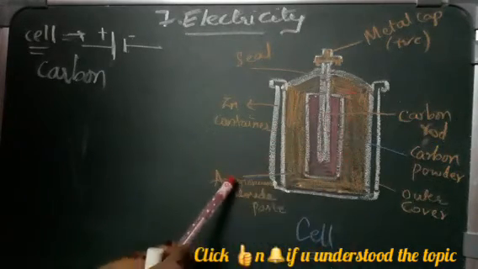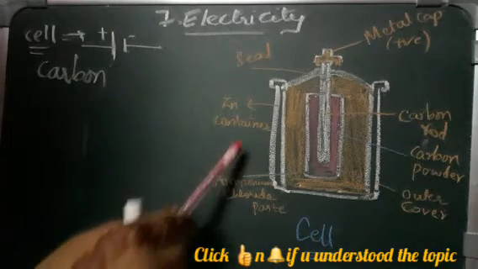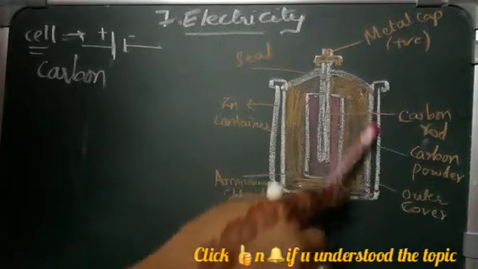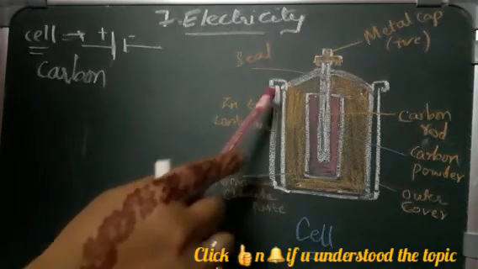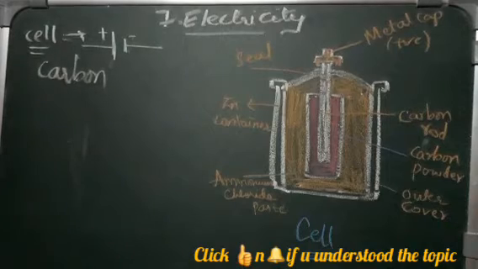And next to it, this is all a paste of ammonium chloride. It is all sealed in the zinc container. So the outer cover is made of the zinc container. Then this is the seal. Okay, so it's very clear. Let us go quickly with it.